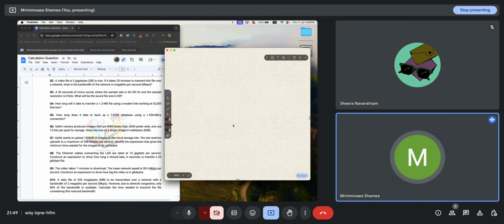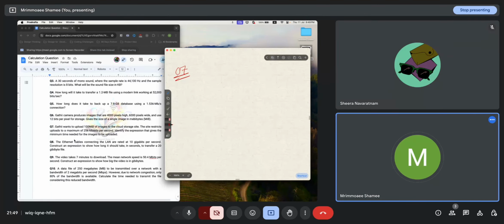Now we will move to question number 7. So question number 7, it is saying that the company wants to upload 100 megabyte of images to the cloud storage site. The site restricts upload to a maximum of 256 kilobits per second. Identify the expression that gives the minimum time needed for the image to be uploaded.